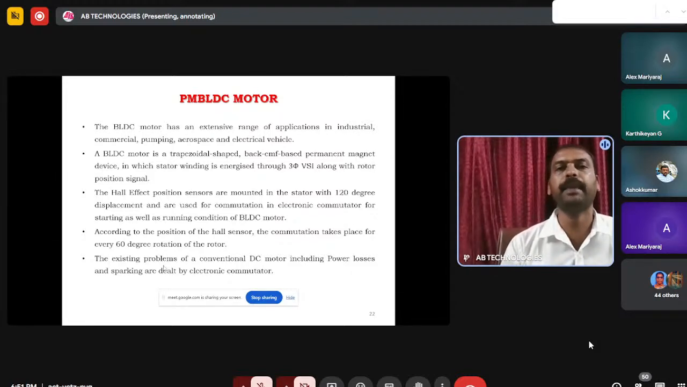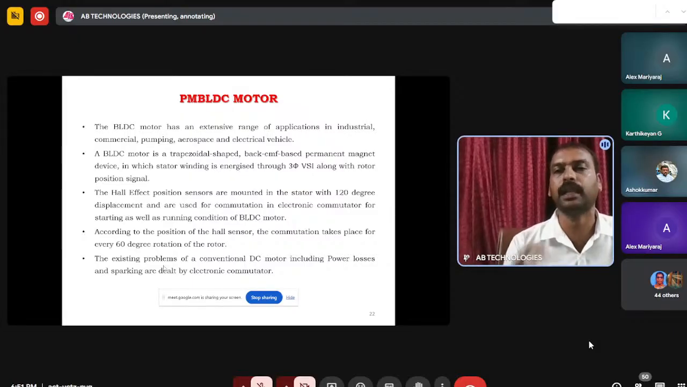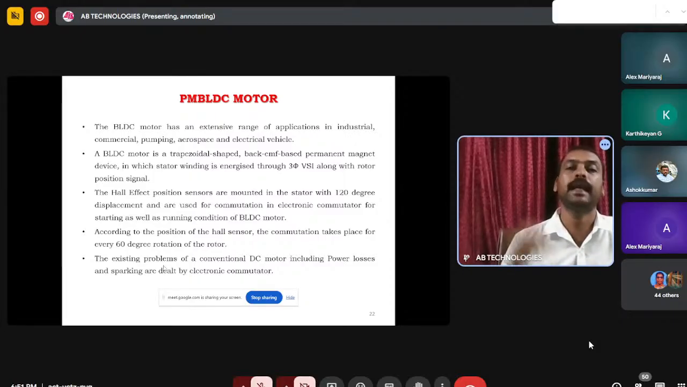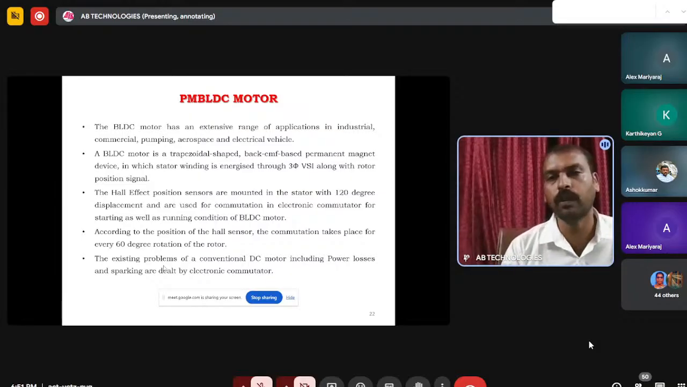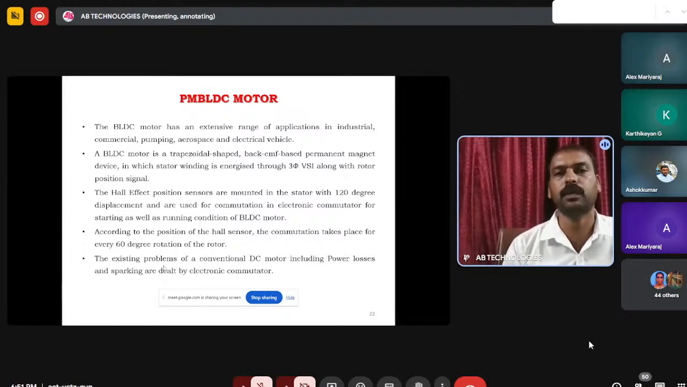But here in the PMBLDC, the stator is like an induction motor, but the rotor is like a DC shunt motor. But the difference is that in the PMBLDC motor, the rotor is made up of permanent magnet. So definitely we should know the rotor position. Without knowing the rotor position, it's not possible to run the PMBLDC motor. Either you can use Hall sensor based or back EMF based, but without knowing the rotor position, it is not possible to run the motor.